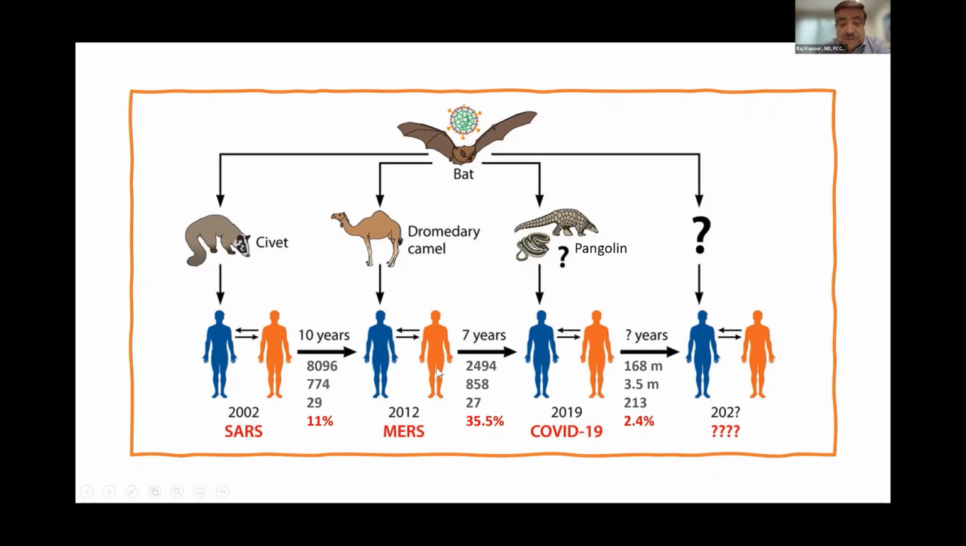The commonality is that in SARS and SARS-CoV-2, the entry into the cell is through the ACE2 receptor, whereas in MERS, it is through a different receptor called DPP4.